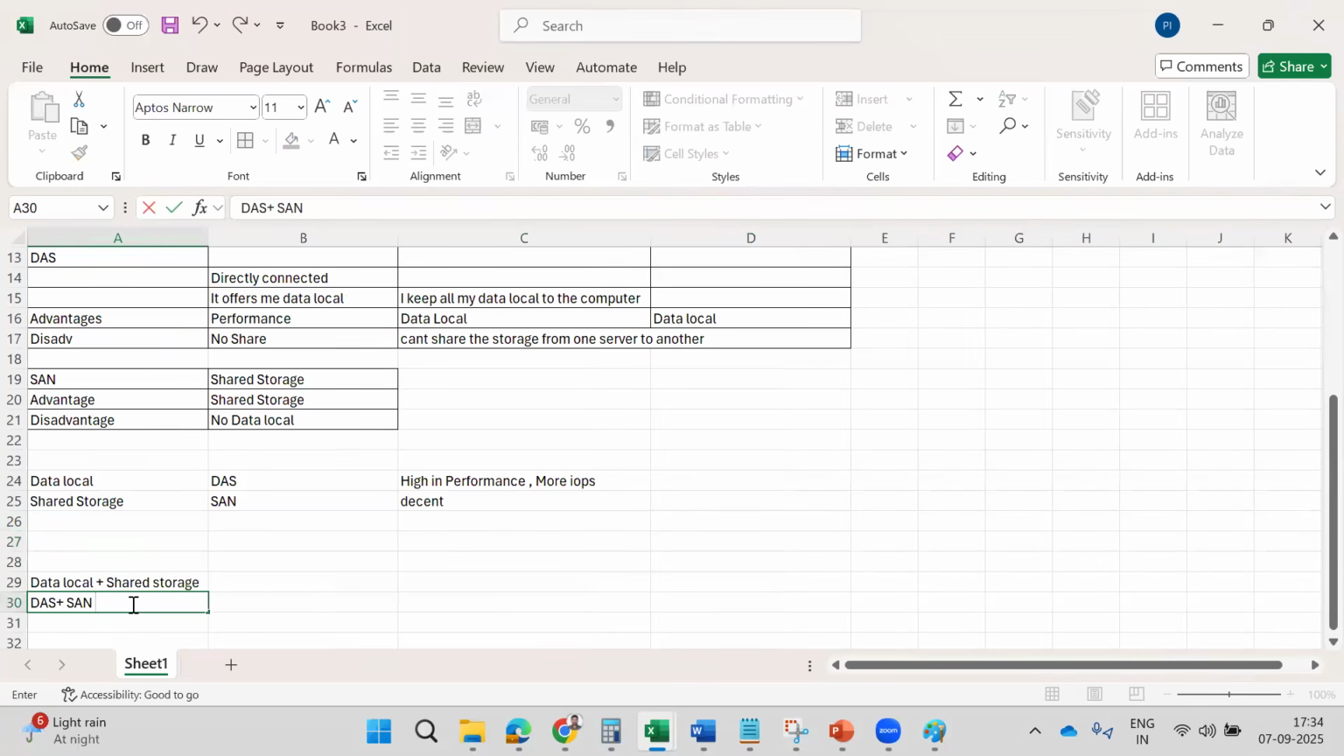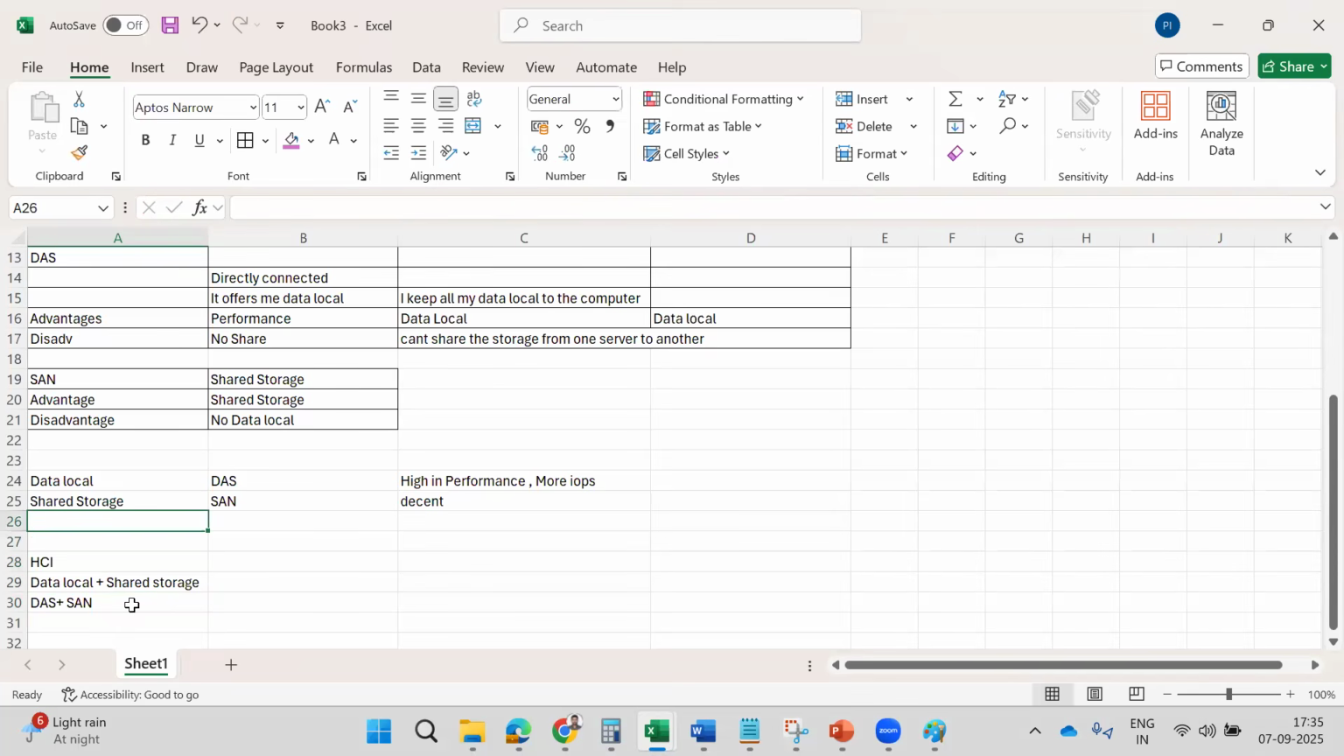I need these two in a single solution because DAS offers me data local. That's very important for me. And SAN offers shared storage. That is also very important for me. I can't have two different technologies like DAS and SAN and so forth. So get me a new solution which can offer me this. This is where HCI got introduced, hyper converged infrastructure. It converges the different infrastructure into a single pool.